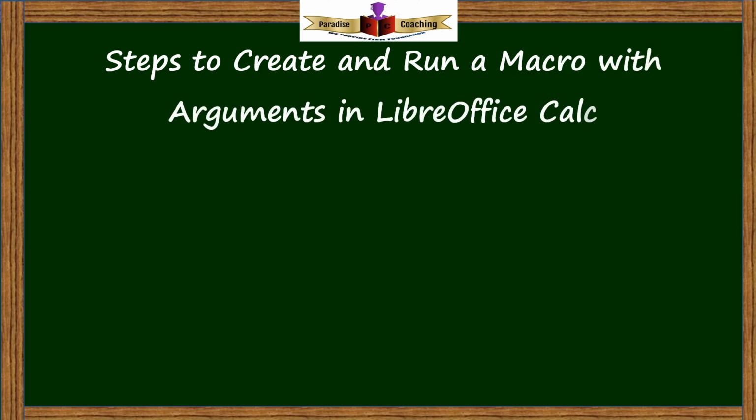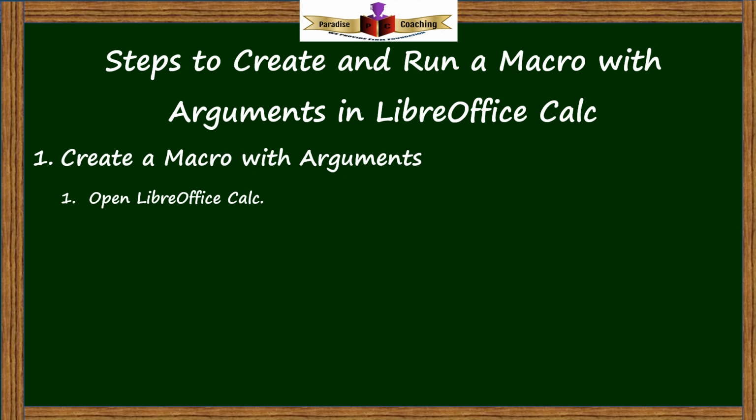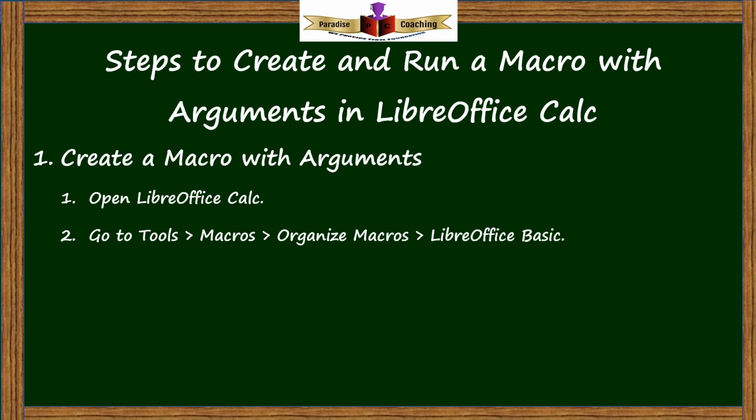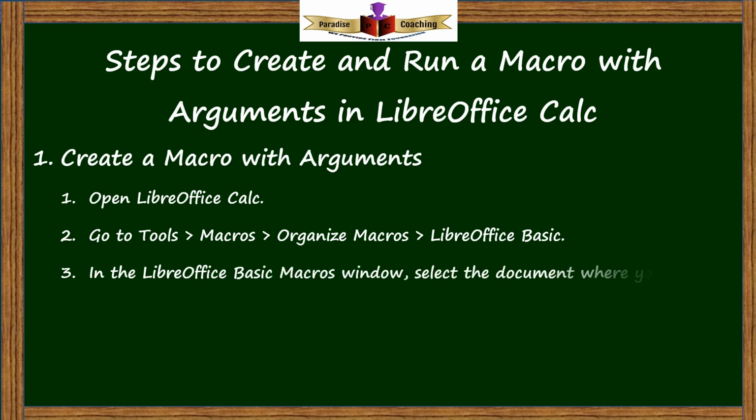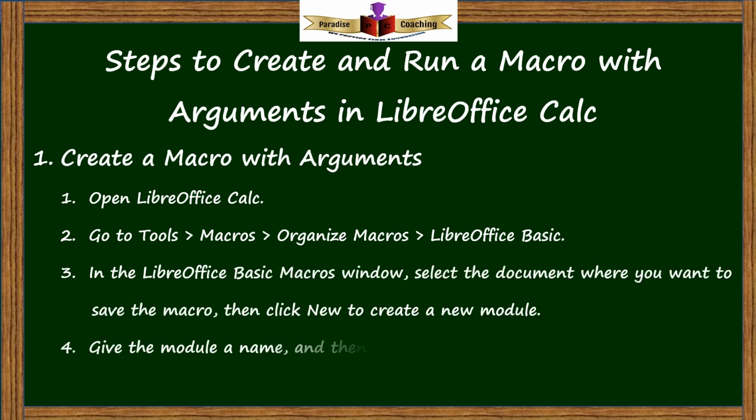Steps to create and run a macro with arguments in LibreOffice Calc. 1. Create a macro with arguments. 1. Open LibreOffice Calc. 2. Go to Tools, Macros, Organize Macros, LibreOffice Basic. 3. In the LibreOffice Basic Macros window, select the document where you want to save the macro, then click New to create a new module. 4. Give the module a name, and then click OK. A code editor will open. 5. Write the macro code.